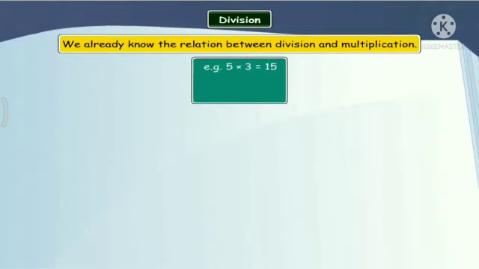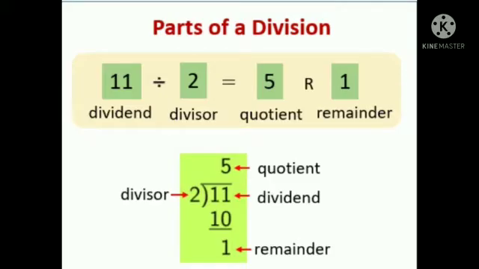Now we have already learned the relation between the division and multiplication. For example, 5 multiplied by 3 is 15. So 15 divided by 5 is 3. And 15 divided by 3 is 5. So here we have got 2 divisions from 1 multiplication. Clear, students?